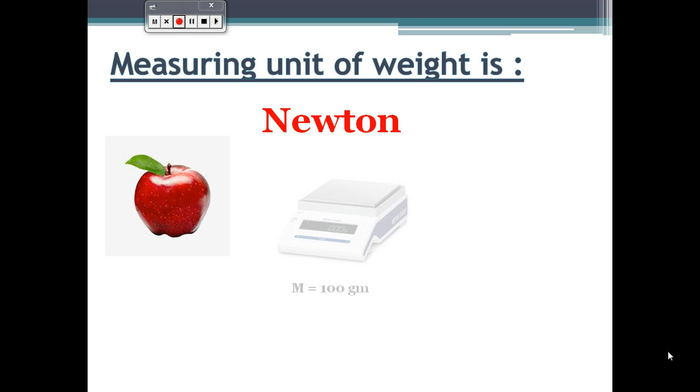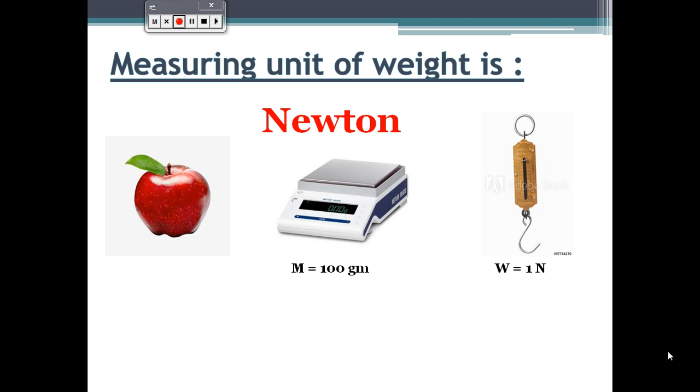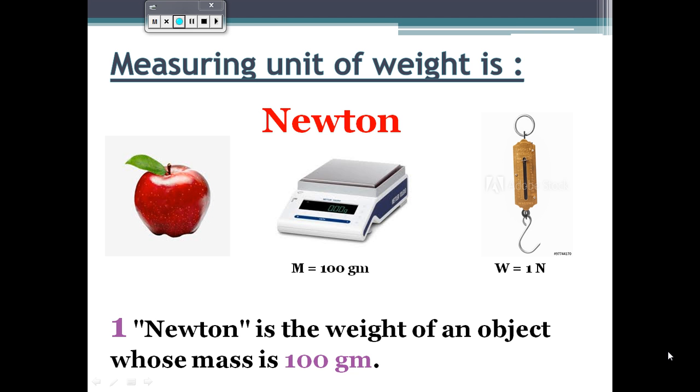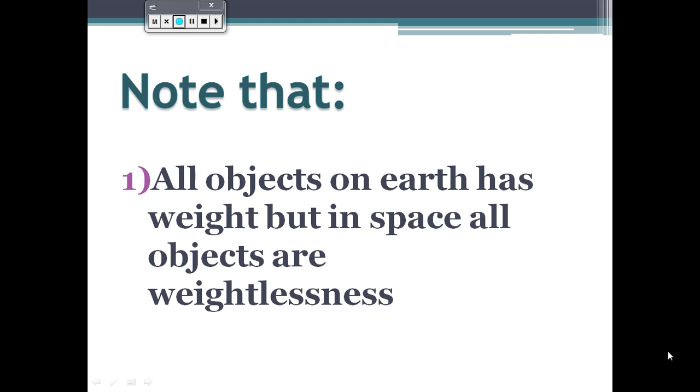Look at this apple. If the mass of this apple is 100 grams, the weight of this apple will be 1 Newton. So we can say that 1 Newton is the weight of the body whose mass equals 100 grams.